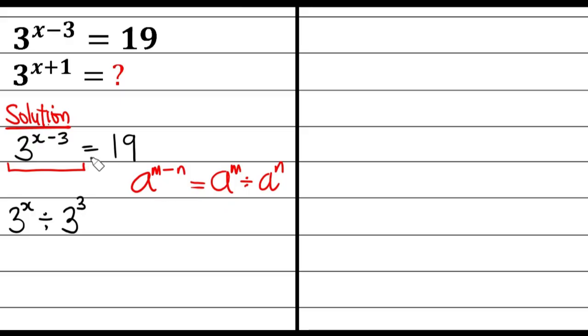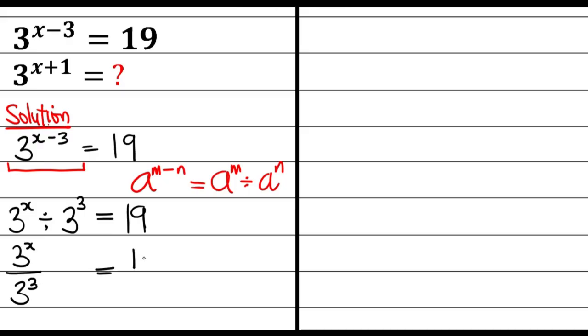Also, the equal sign is still here, and the figure 19 is still present. The only thing that just happened is that I rewrote my left hand side in this way. Of course, I'm not done rewriting. I'm still going to rewrite this as 3 raised to the power of x over 3 raised to the power of 3, then the equal sign is still there.